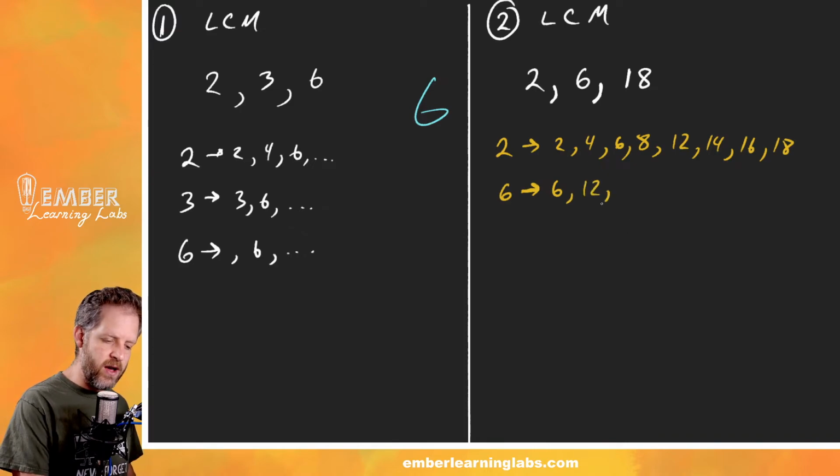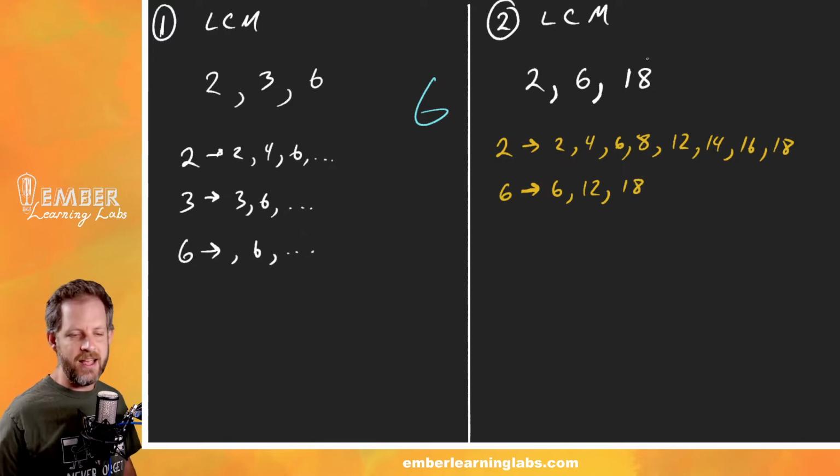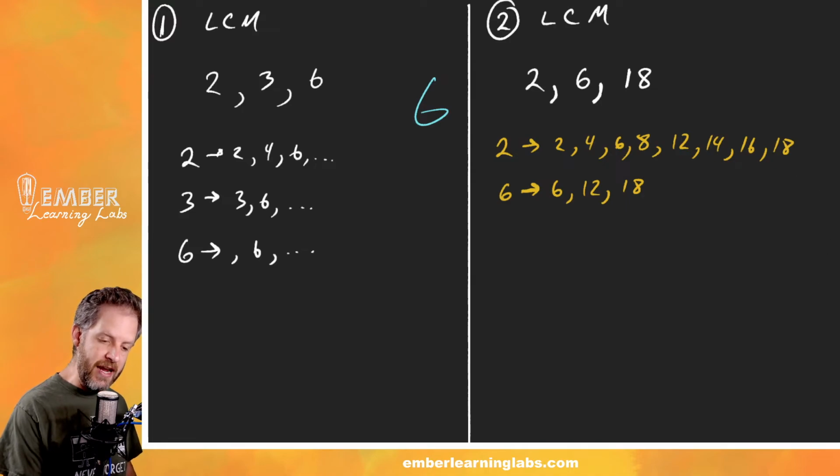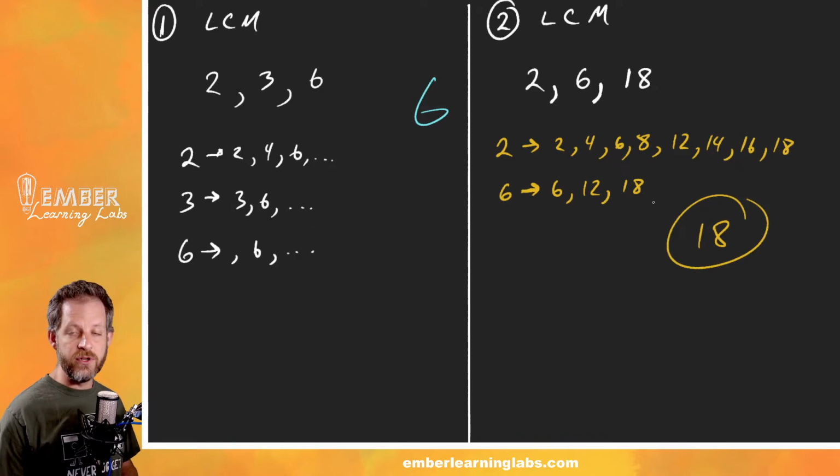6, 12, 18. That matches. 18 is a multiple of 18. So the answer here is 18, right? Let's do one more where it isn't. So these both have one of the numbers being an example.